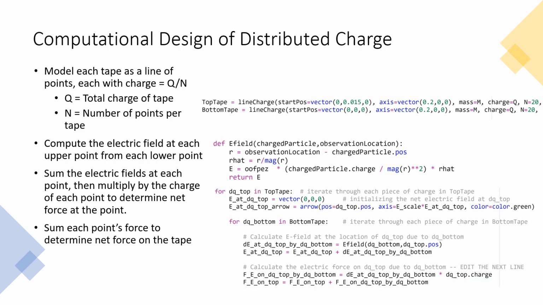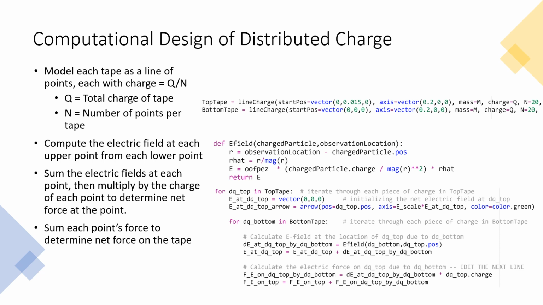So to computationally look at this distributed charge, I first modeled each tape as a line of points, each with charge q over n, so q being the total charge of tape and n being the number of points per tape. And for q, I just used that initial charge number that was found within lab 1, and it can be edited later on to actually find the total charge.